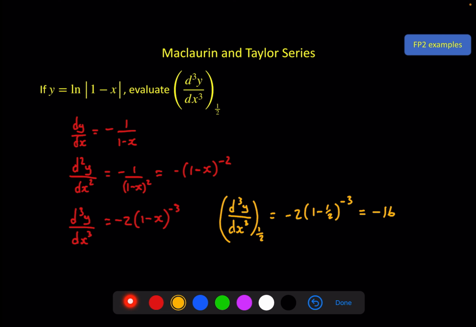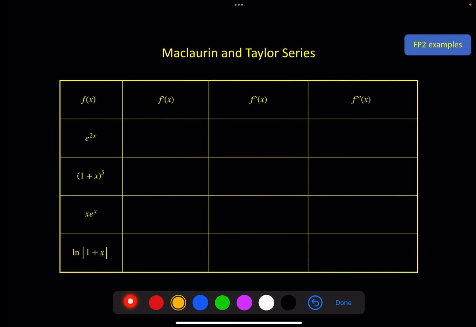And to finish this fairly short section, we're just going to go through a bit more differentiation. Pause the video now if you want to fill this out before I start. We're just going to differentiate each of these functions on the left. First one, e to the 2x, gives us 2e to the 2x. Next derivative is 4e to the 2x, and then 8e to the 2x.